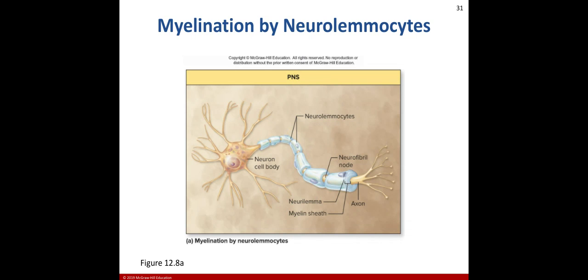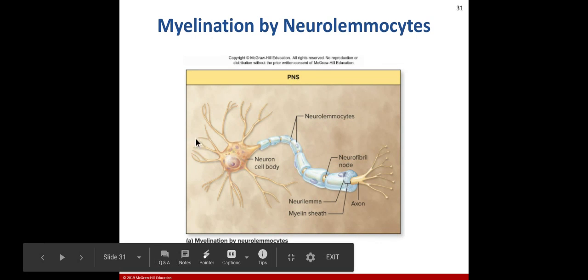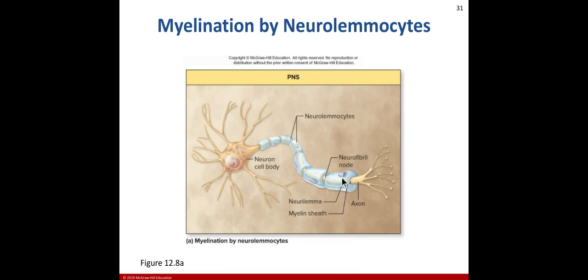Okay, here's a bigger picture if that is helpful. Again, remember dendrites, cell body, axon here, axon terminals. Here's your neurolemmocytes all around it, wrapping it up, creating that myelin sheath. Here's your neurolemma, which is that nucleus kind of pushed off to the side, and any little spaces in between, that's your neurofibril node or nodes of Ranvier.